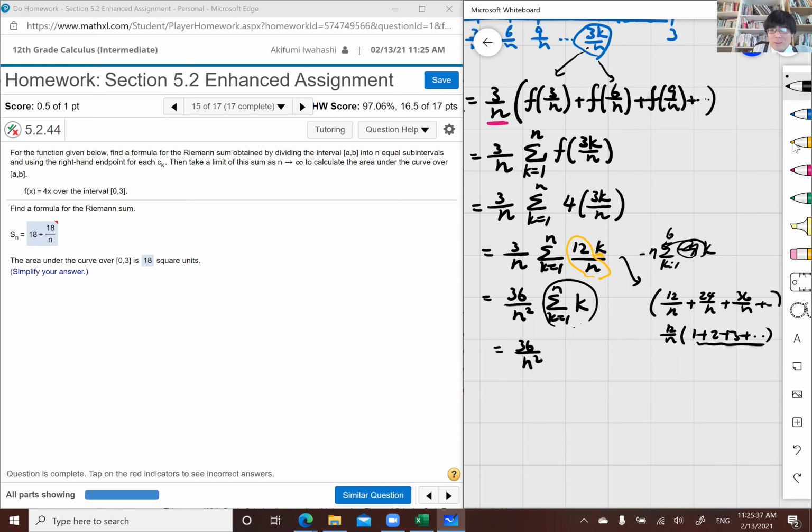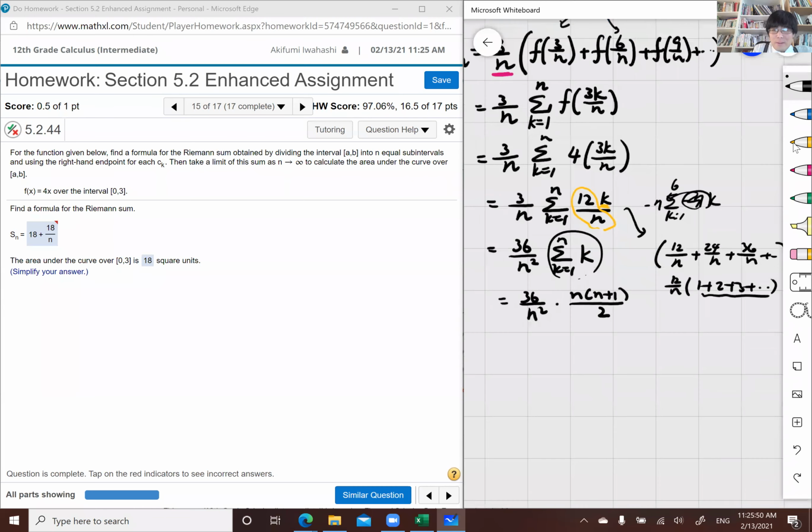So this is basically 1 plus 2 plus 3 plus 4 plus up to n, which, using the formula, is n times n plus 1 divided by 2. You can reduce this fraction because this is in factored form. So let's divide top and bottom, reducing some fractions. It's going to be 18 times n plus 1 over n after reducing the fraction. So that's going to be the simple form of the area of n rectangles.